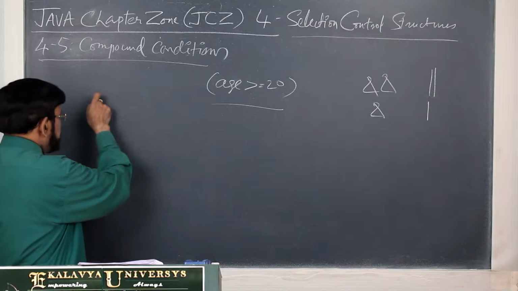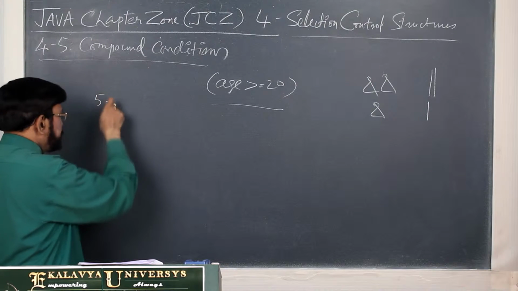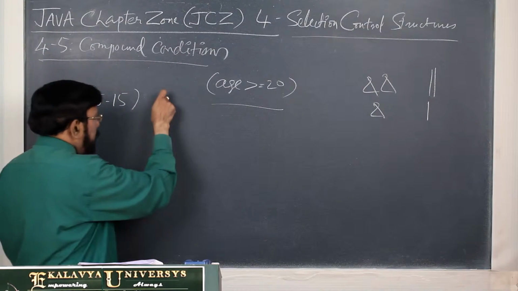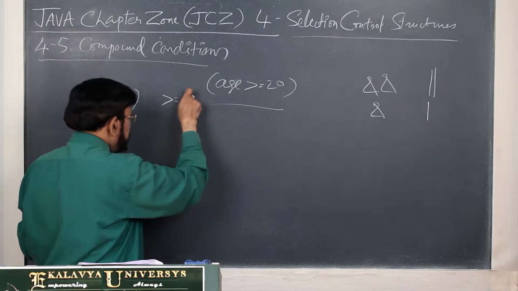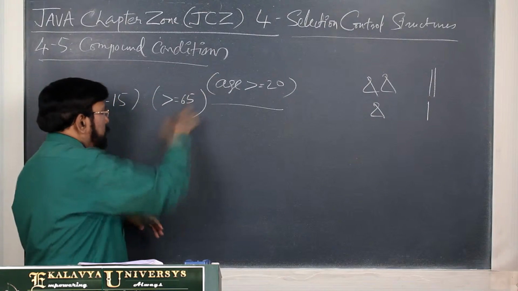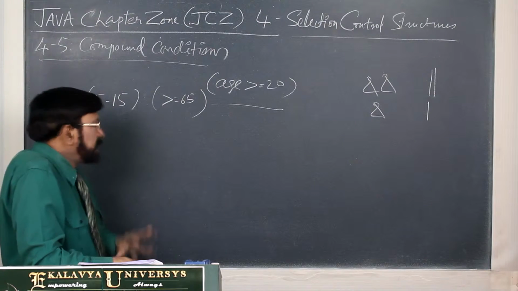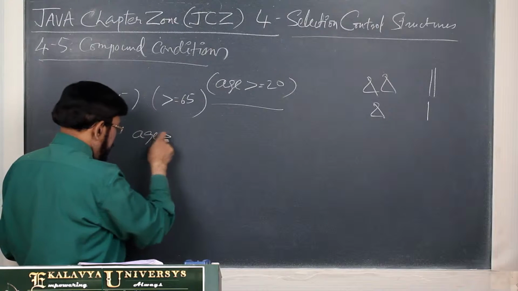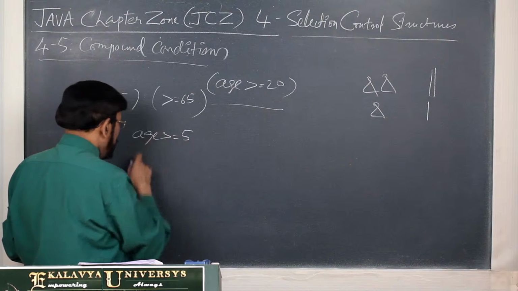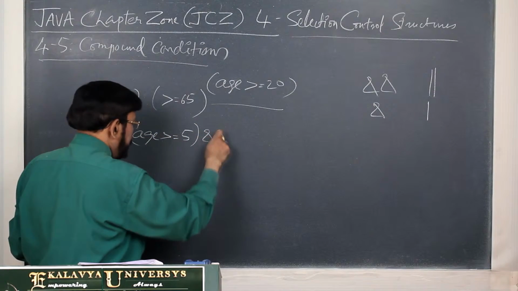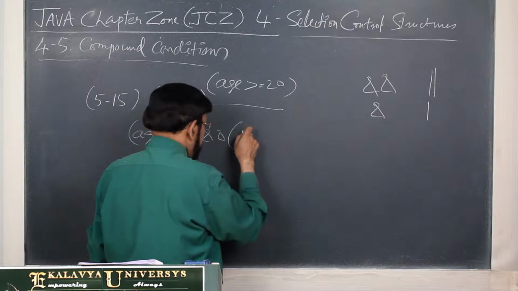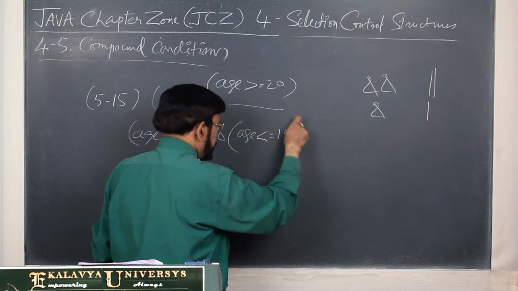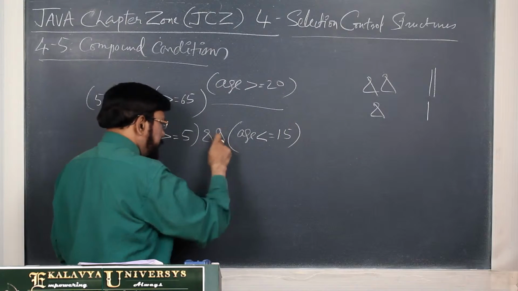The first one: one NGO gives some stipend to poor people of age group 5 to 15 or above 65 years or more. Now, for this purpose, you have to define a condition. How you define it is: age greater than or equal to 5 and age less than or equal to 15. Here you should use and, you should not write or.